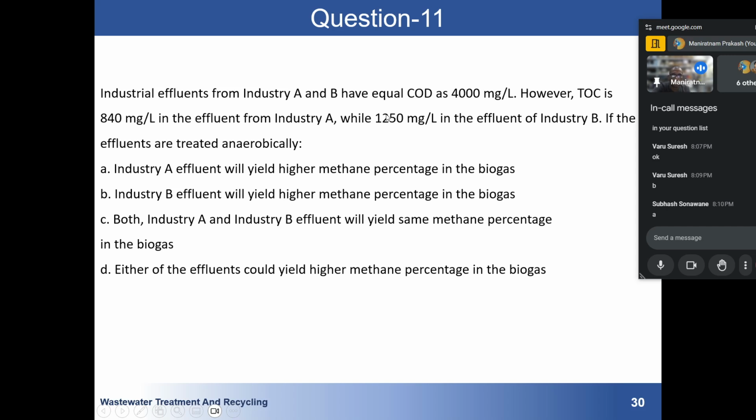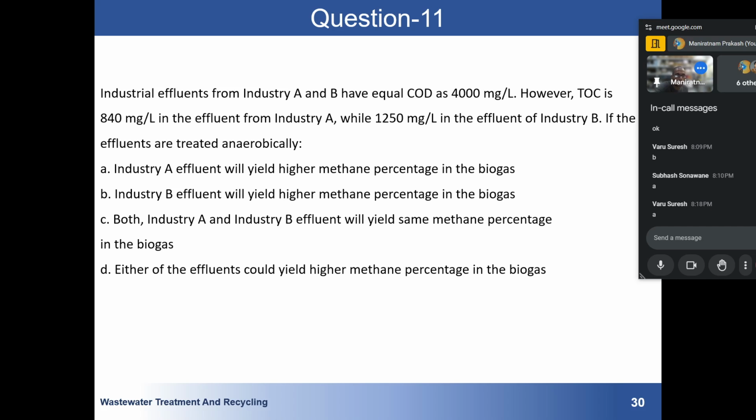Effluent from industry A and B have equal COD. COD is a representation of the amount of organic and inorganic content. However, TOC is 840 milligram per liter in the effluent from industry A, while it is 1250 in industry B. If the effluents are treated anaerobically, which will it be?